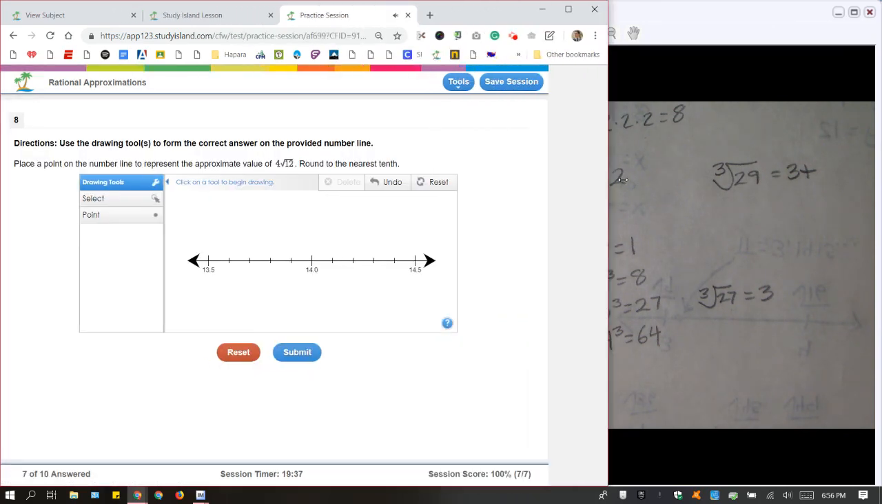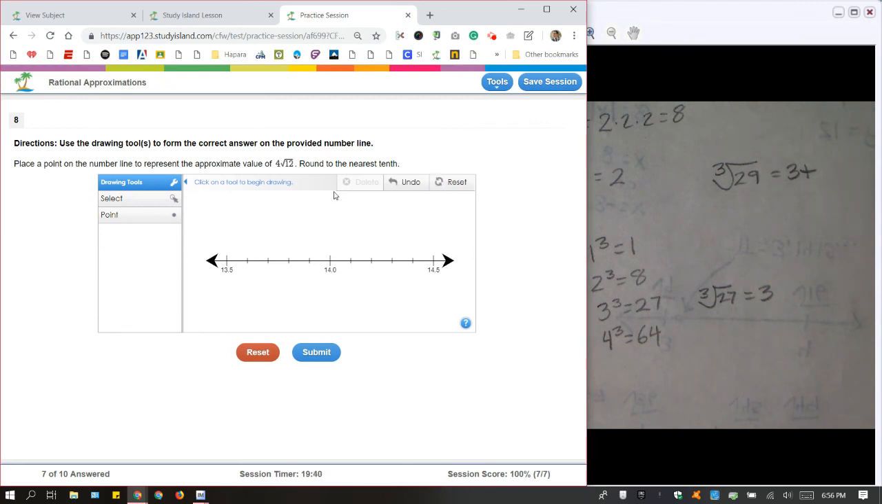All right, let's make this a little easier to see. Place a point on the number line to represent the approximate value of 4 times the square root of 12, rounded to the nearest tenth. So you just have 4 times the square root of 12. What is the square root of 12?